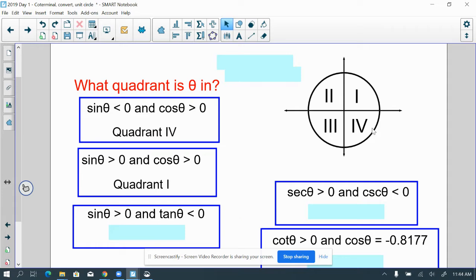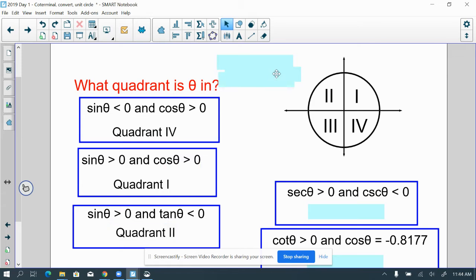So if the sine is positive, you're in quadrant 1 or 2. That's the y value. Tangent being negative: tangent is y divided by x, and if you're dividing two numbers and the result is negative, then one of those is positive and one of those is negative. We already know that sine is positive, so the fact that tangent is negative must mean that x is negative. So y is positive, x is negative.